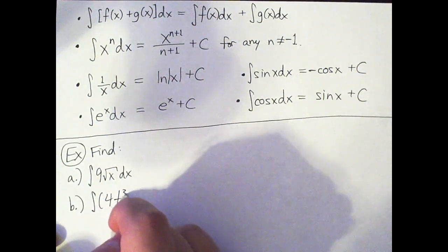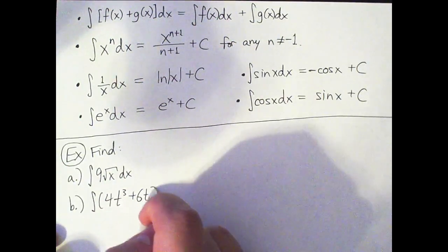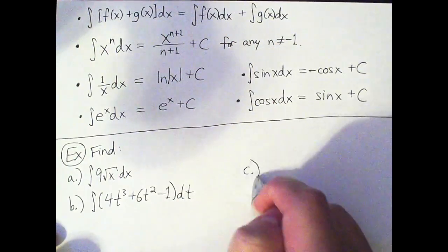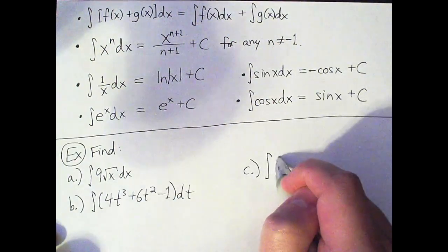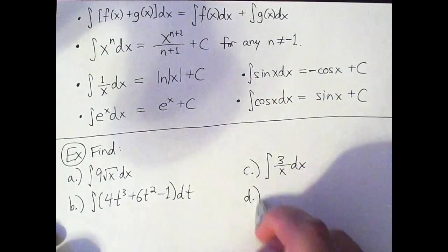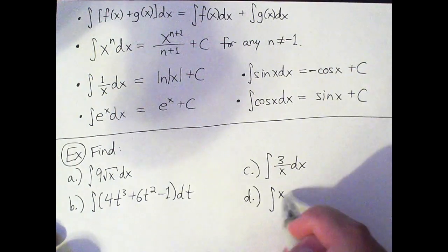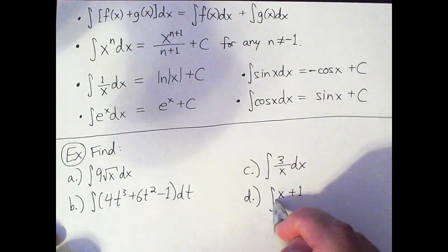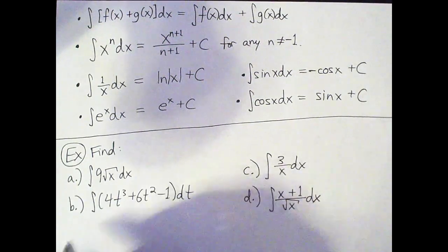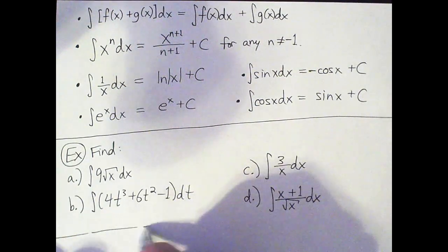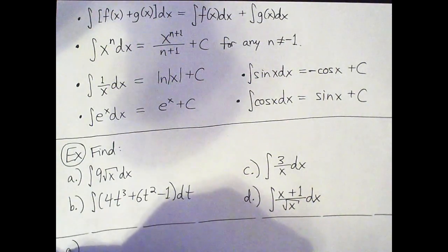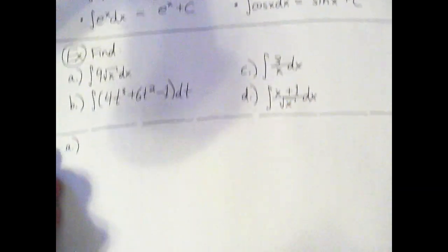For t cubed plus 6t squared minus 1 dt. And then there's going to be a part c and d over here. All right, this last one is probably the toughest. So I'll do the first one for us. I'll just give you a chance in case you're writing these down.